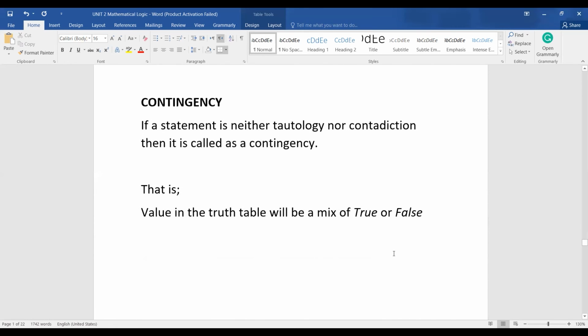For contingency, if you search the notes, nothing is written about it. There is no example about it, and even in the questions there is nothing about it. There is no question about contingency, but I will still give it to you because it was mentioned in the videos.